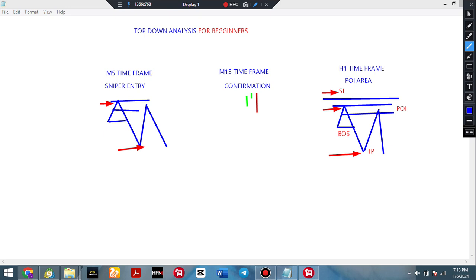When you hear the word top-down analysis, it is not a big issue, but some people don't understand it. Top-down analysis simply means watching the price from the higher time frame, understanding areas of interest, then following it down to the lower time frame to execute the trade. That is what top-down analysis means.